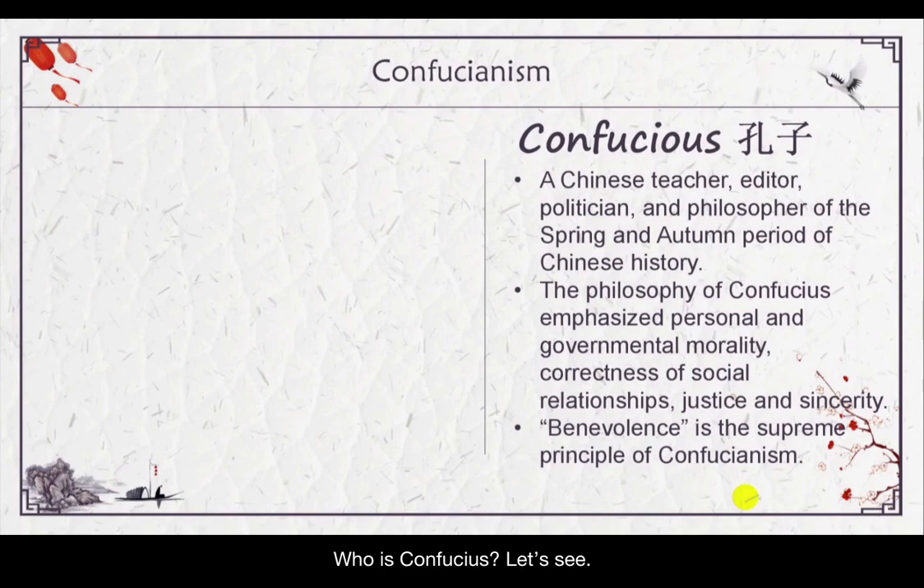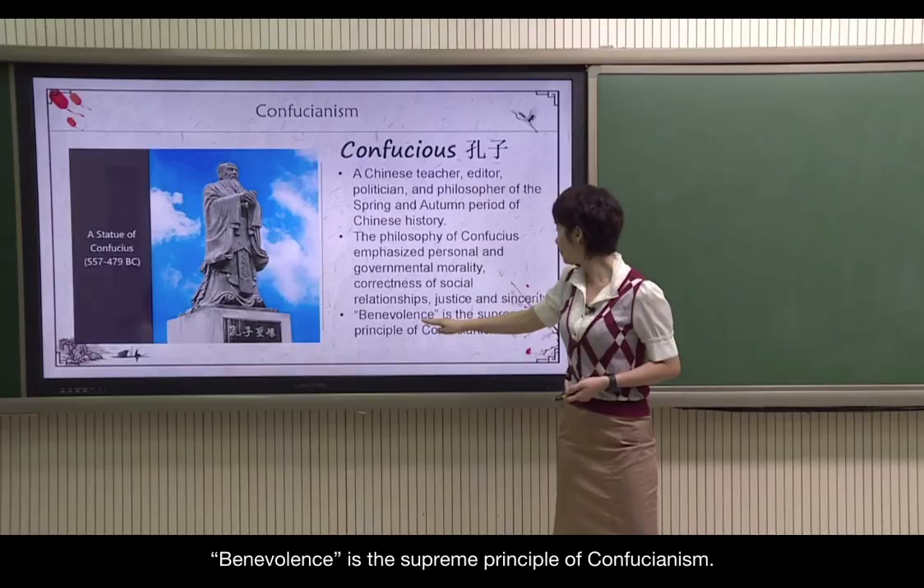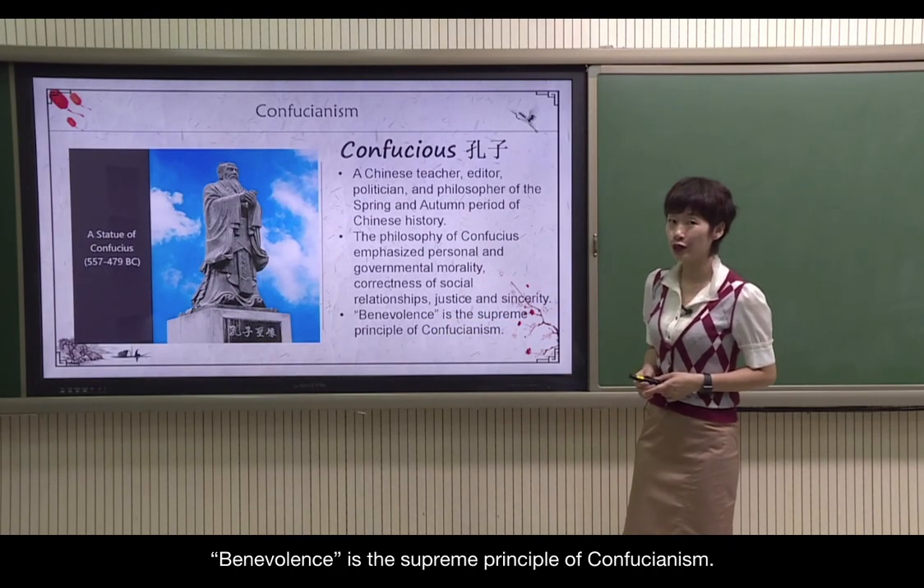Who's Confucius? Confucius, let's see, this is a statue of Confucius, who was born in the year 557 BC. And he actually is a Chinese teacher, editor, politician, and a philosopher of the spring and autumn period of Chinese history. The philosophy of Confucius emphasized personal and governmental morality, correctness of social relationships, justice, and sincerity. And I would like to emphasize this word, benevolence. Benevolence is the supreme principle of Confucianism.